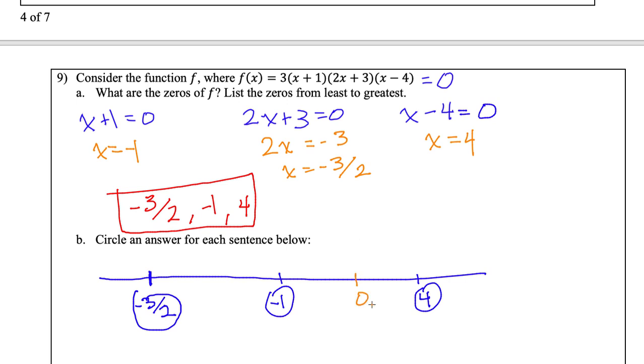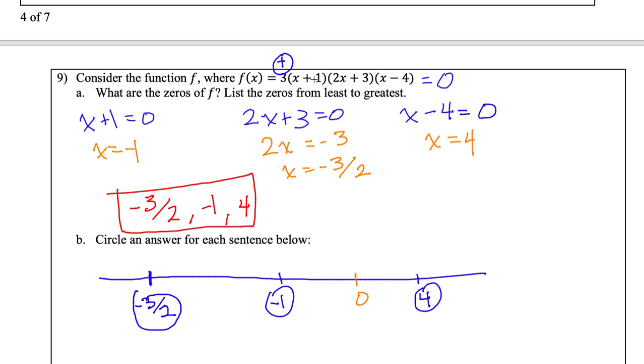If I plug in 0, I'm plugging in 0 into each and every one of these linear factors: 0 plus 1, 2x plus 3, x minus 4. I'm plugging in 0 into each x. So first, let me ask, is 3 positive or negative? Everyone do thumbs up or thumbs down. Everyone participate. 3 is positive. Good. Mark it. Then I'm plugging in 0 again.